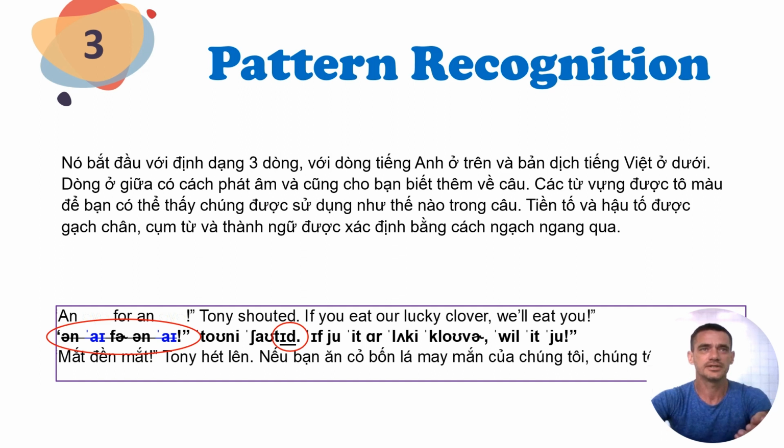It starts with a 3-line format, with the English on top and the Vietnamese translation on the bottom. The middle line has the pronunciation, and it tells you more about the sentence. The vocabulary words are colored, so you can see how they are used in this sentence. Prefixes and suffixes are underlined, and idiomatic phrases are identified with a line through them.